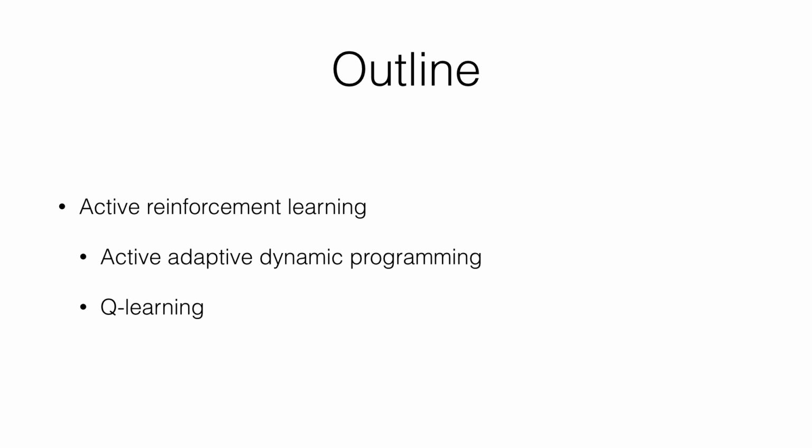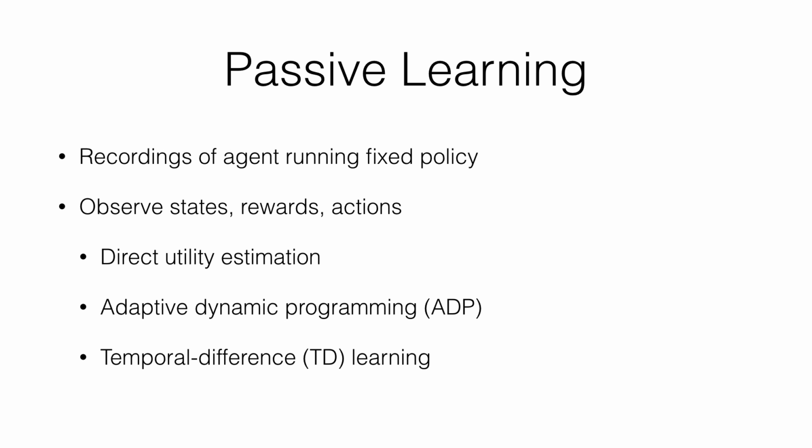So the outline is that we're going to talk about active reinforcement learning, motivated by looking at passive reinforcement learning first, and then we'll talk about why active makes more sense. And then we'll talk about active adaptive dynamic programming, or active ADP, and then Q-Learning, which is a new view of reinforcement learning than what we've seen so far. So let's review passive learning.